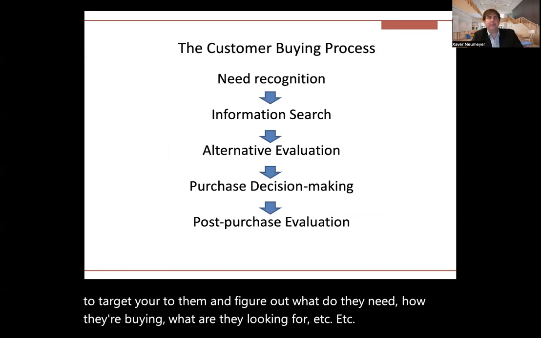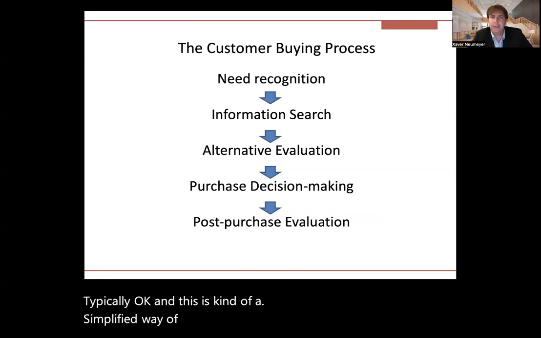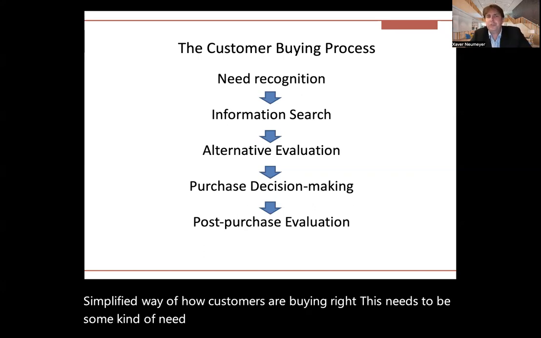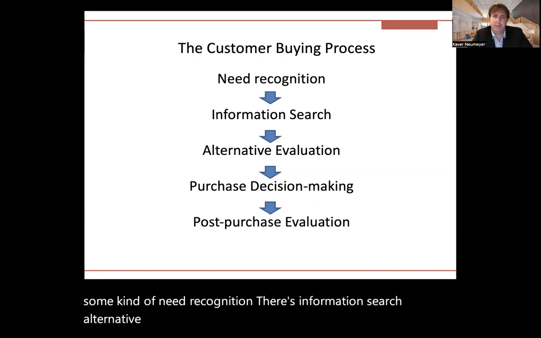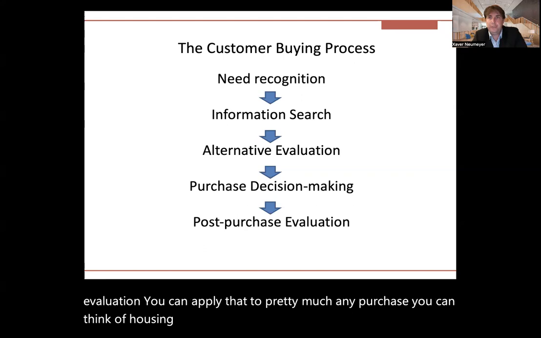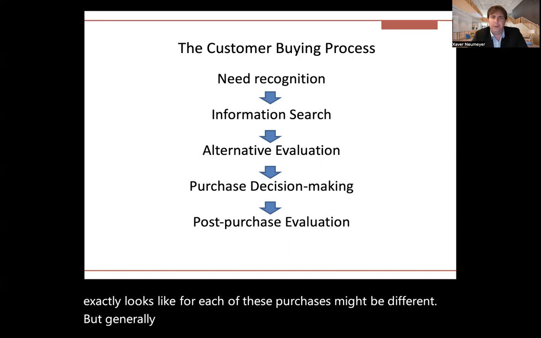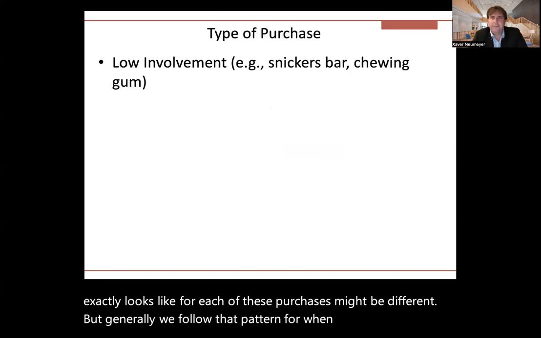Typically, and this is a simplified way of how customers are buying, there needs to be some kind of need recognition. There's information search, alternative evaluation, purchase decision making, and post-purchase evaluation. You can apply that to pretty much any purchase you can think of: housing, cars, food, et cetera. How this exactly looks for each of these purchases might be different, but generally we follow that pattern when we buy things.